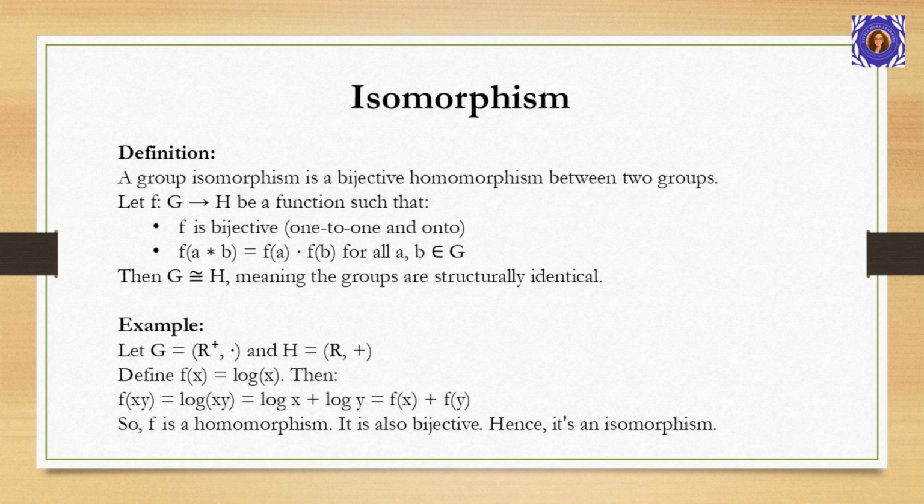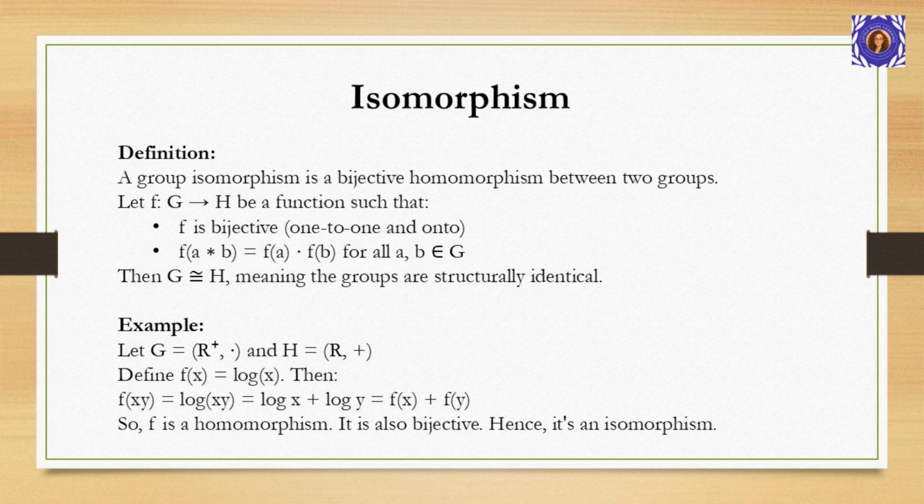An isomorphism is a bijective homomorphism between two groups. Let f from G to H be a function such that f is bijective, that is, 1 to 1 and onto, and f of the quantity A star B equals f of A dot f of B for all A, B belonging to G. Then G is isomorphic to H, meaning the groups are structurally identical.